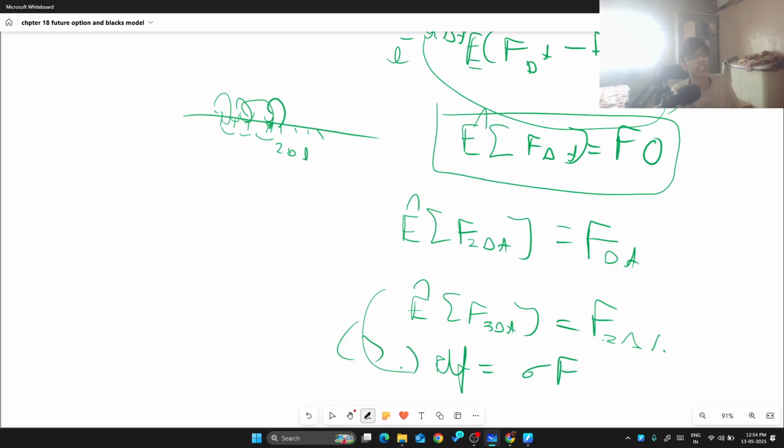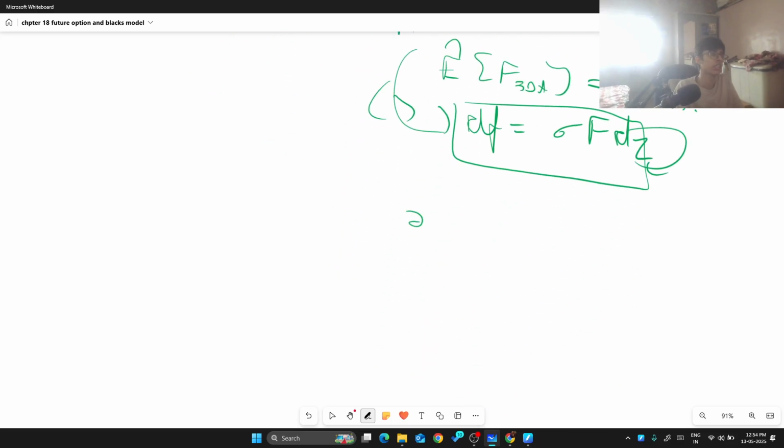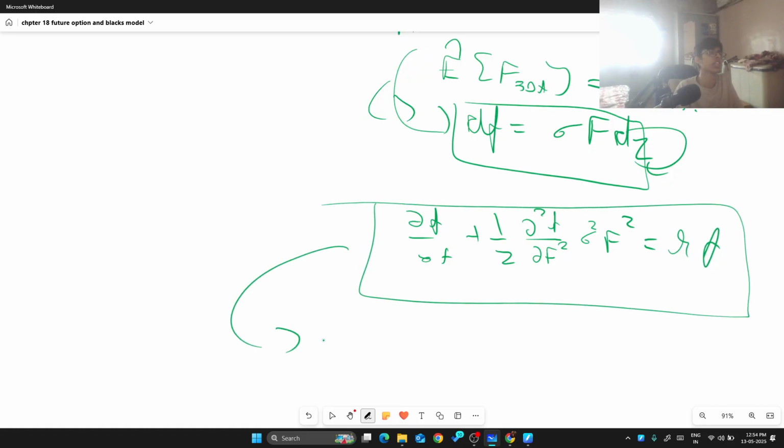So we can say that there is no drift term, so there is only a diffusion term, right? That is the diffusion term, and if we apply Ito's lemma and Black-Scholes and solve it, our diffusion equation comes down to just a simple equation, and from this we can derive Black's model.